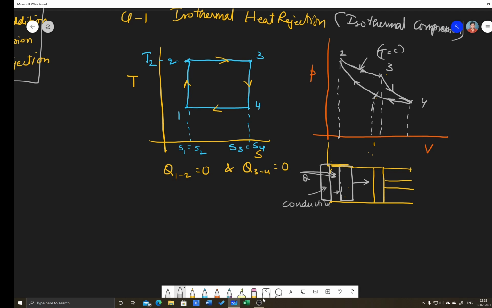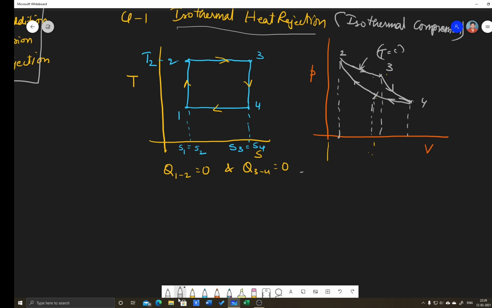So after this 3 to 4 is expansion. Again at 3 you have to replace the cylinder head with an insulated one, and 3 to 4 isentropic expansion takes place. Again 4 to 1 heat rejection takes place with a conductive head. So all this theory tries to make Carnot cycle work, but in practice this is not possible because of these highly unlikely isothermal heat addition and isothermal heat rejection.